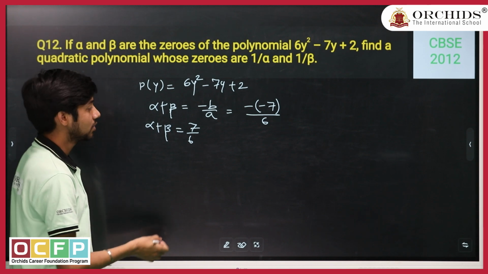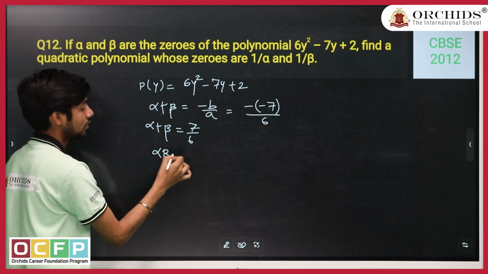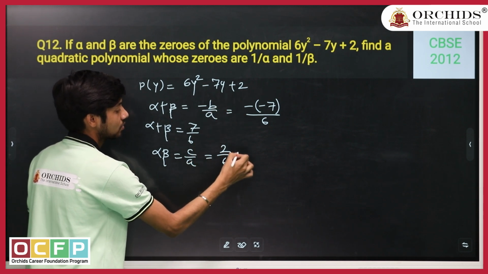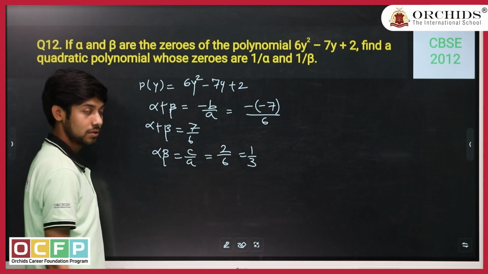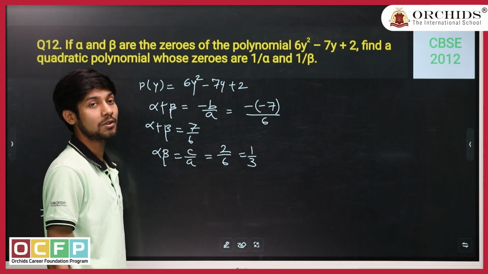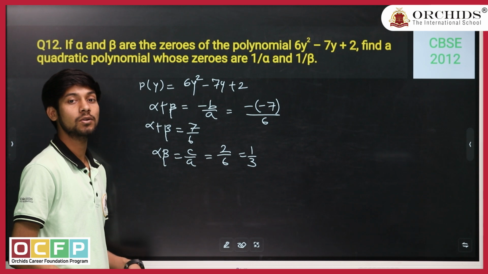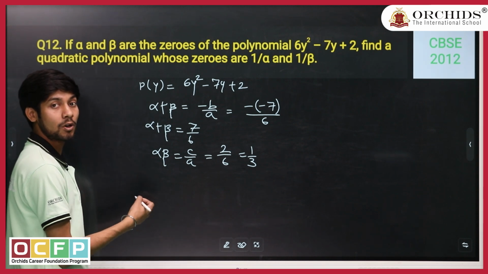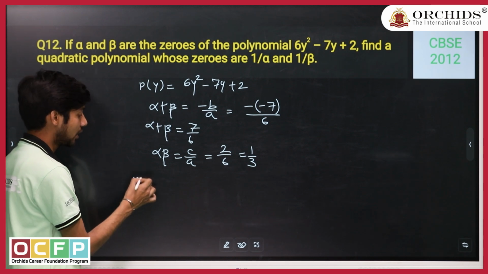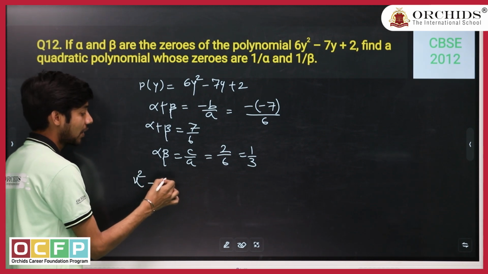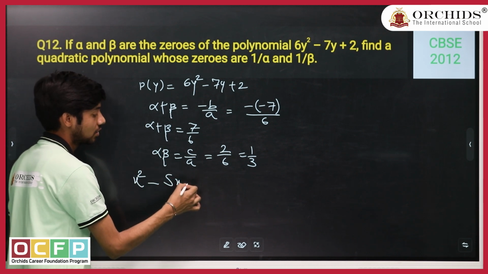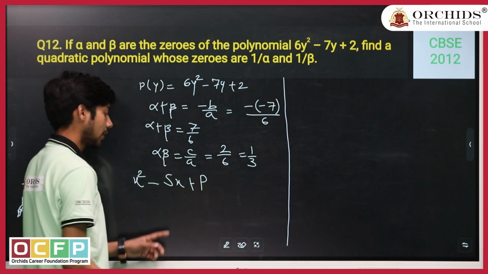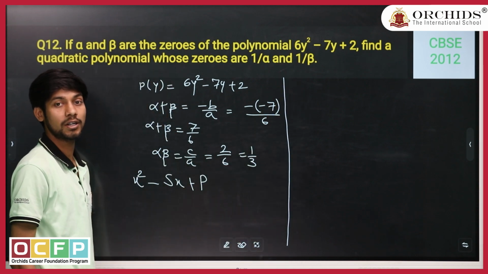Similarly, we can find out the product of zeros, that is alpha into beta, it is equal to c by a. Here c is 2 and a is 6, so alpha into beta we are getting 1 by 3. And in the question it has been asked to find out the quadratic polynomial whose zeros are 1 by alpha and 1 by beta. So how will our quadratic polynomial look? We know that a quadratic polynomial looks like x square minus (sum of zeros) into x plus product of zeros. So just find out the value of s and the value of p, put it here and done.